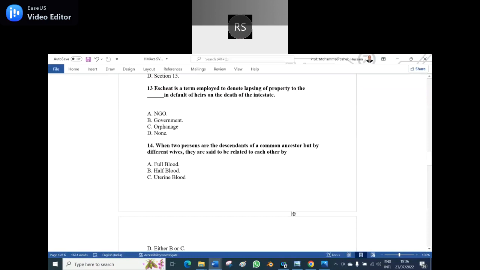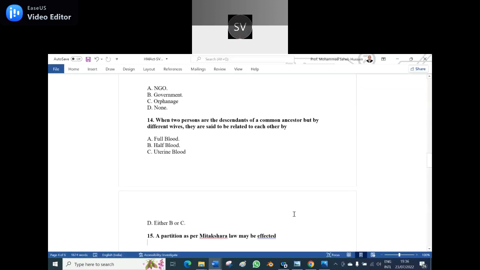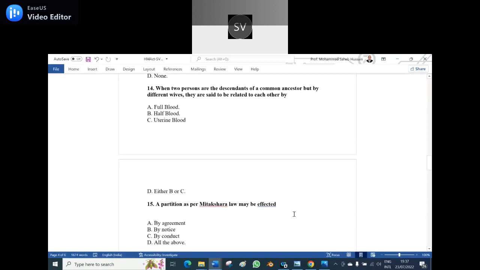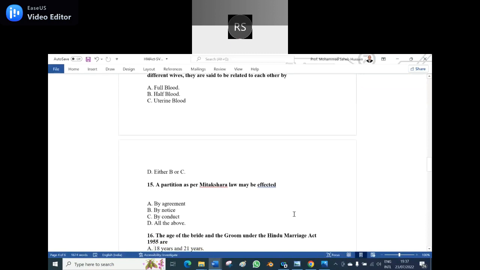14th question. When two persons are the descendants of a common ancestor but by different wives, they are said to be related to each other by option A, full blood. Option B, half blood. Option C, uterine blood. Option D, either B or C. Option B, half blood. B is the correct answer. Blood. The common ancestor, but by same wife.